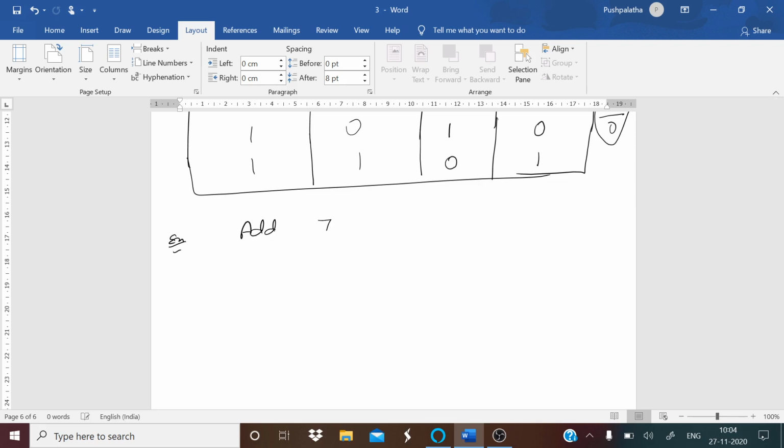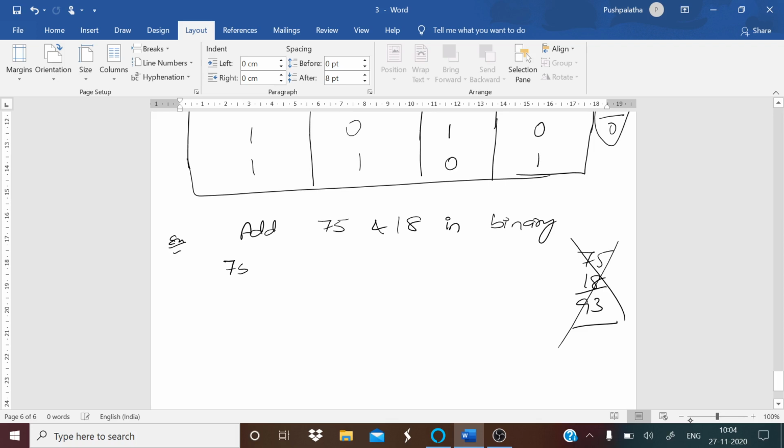Add 75 and 18 in binary. We are saying binary format. We know 75 plus 18 means 93 is the answer. No, but we are not following this method. Okay, we have to use the binary method. You cannot do it using this method.